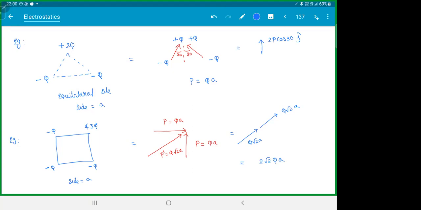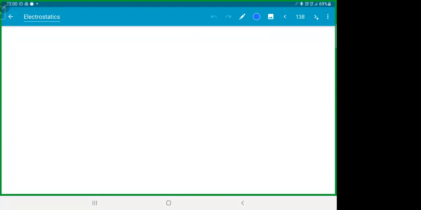Please check. So that entire square is like one big dipole, which is 2 root 2 qa along the diagonal. All clear with this? What will you get for the dipole for this one then? Can I turn the page?